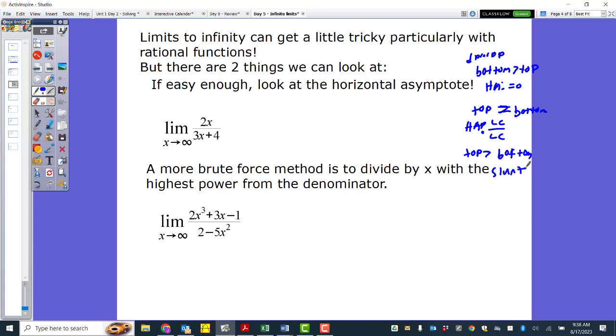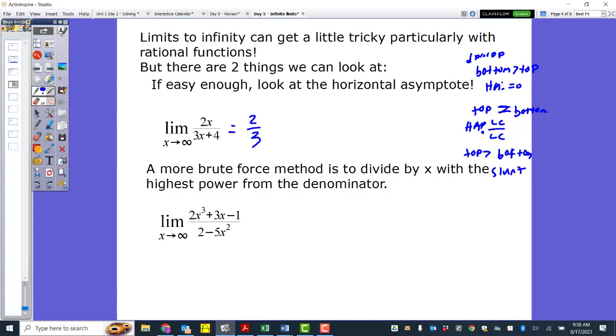Okay, so for example, this one, we have a degree of 1 and a degree of 1. So we can look at the leading coefficients. That's going to be 2 over 3. Now, this is only for limits to infinity, because that's what it's going to approach as x gets bigger and bigger. It approaches the horizontal asymptote. But for some, you might need a brute force method.